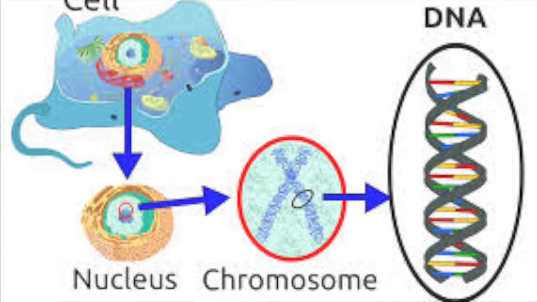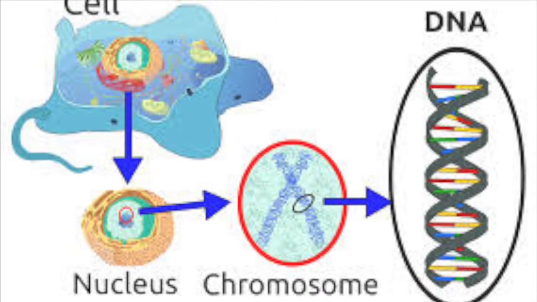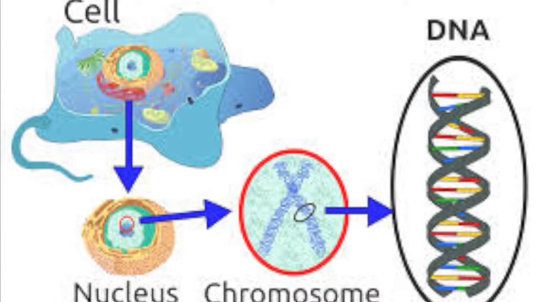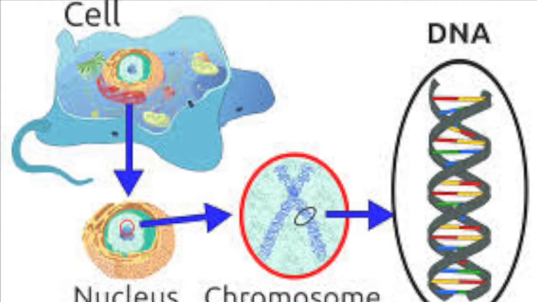Deoxyribonucleic acid, or DNA, is a molecule that contains the instructions an organism needs to develop, live, and reproduce. These instructions are found inside every cell and are passed down from parents to their children.